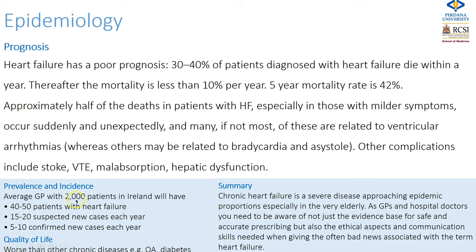It's a common enough condition and very more common. One of the reasons why it's more common in the elderly is because we have been quite successful in treating acute myocardial infarction. So a lot of elderly people who formerly would have died are now living with damaged hearts. So your average GP with a list of patients of 2,000 would have about 50 patients on their list, would have about 20 suspected new cases a year, of which 50% are confirmed.